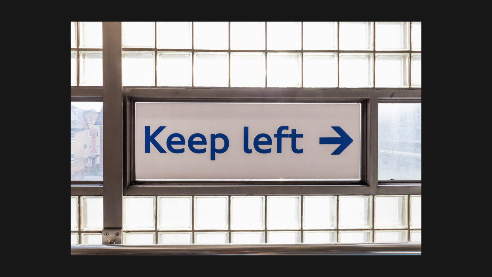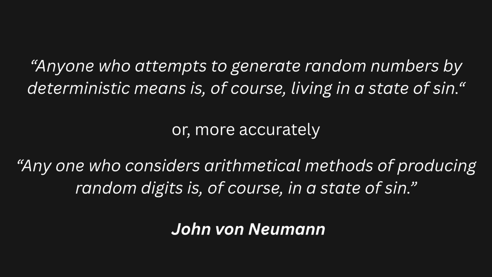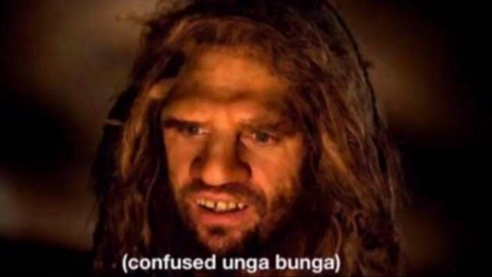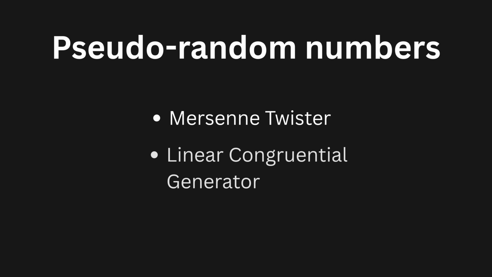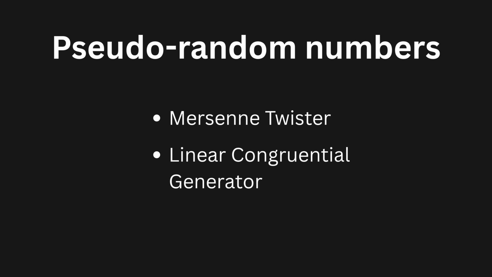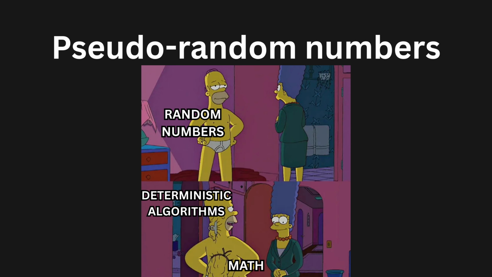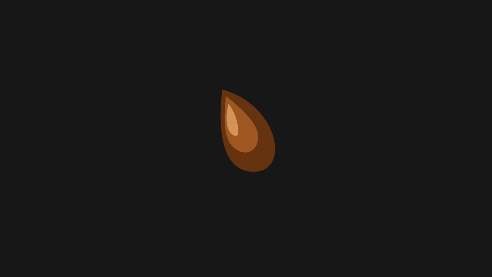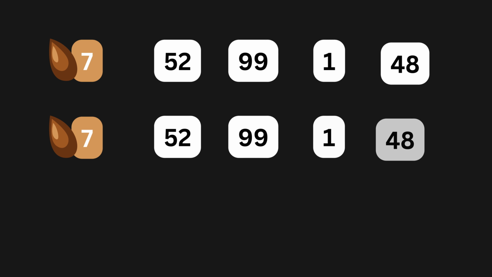Or, as John von Neumann put it, anyone who attempts to generate random numbers by deterministic means is, of course, living in a state of sin. So what are these random numbers we use when we write software? They're called pseudo-random numbers, outputs from algorithms like the Mersenne twister or linear congruential generators. They produce sequences that look random through clever math, but they're fully deterministic. Each sequence starts from an initial value called a seed, and the same seed always produces the same sequence, every single time.